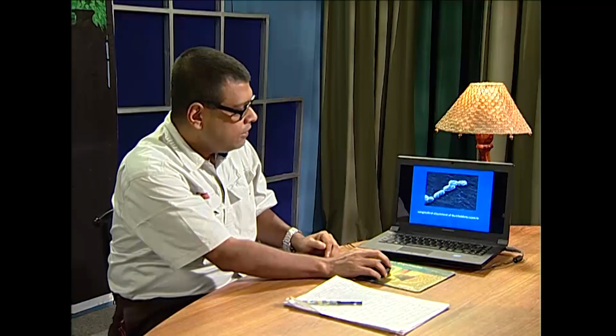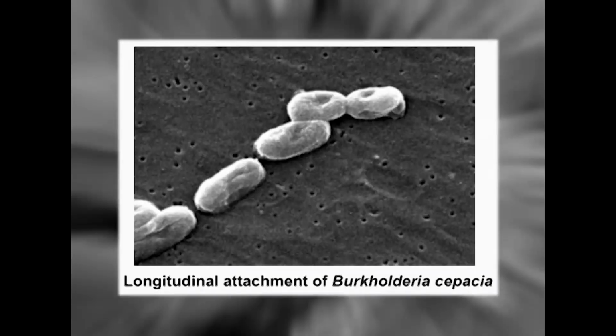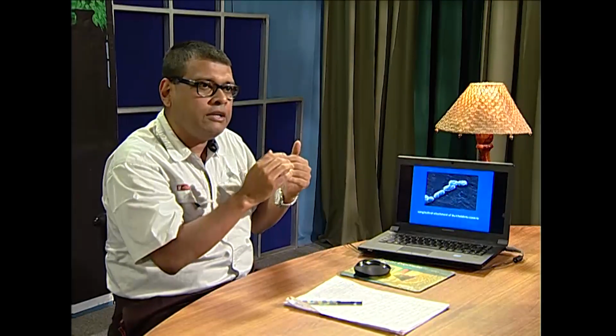Okay. Now sometimes it is not always pathogenic, but there may be certain bacteria which will form a trail, and this trail you can see under the electron microscope here in the case of Burkholderia. In Burkholderia, you can see they are forming a chain because of end-to-end attachment by extracellular polysaccharide. And sometimes whenever they get the opportunity, they will get inside the leaf.